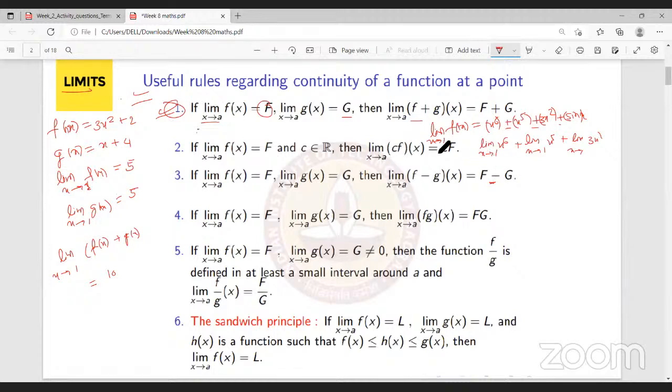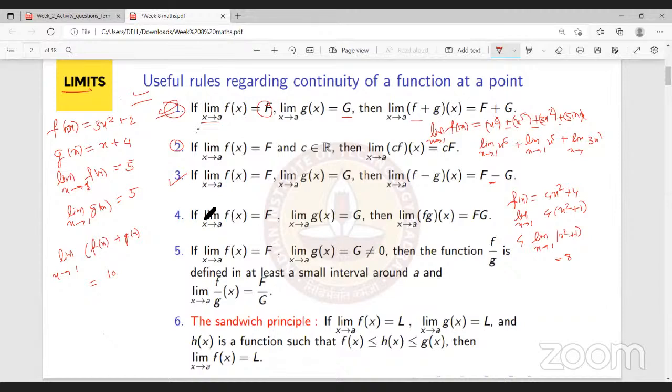And this is for a constant function. Suppose I have f of x as 4x square plus 4. I can take 4 as common, 4 times x square plus 1. While taking the limit as x tends to 1 for this function, I can take the constant 4 out and apply the limit as x tends to 1 to x square plus 1, right? That will be it. So this is the second property. Similarly, we have discussed the subtraction part also.